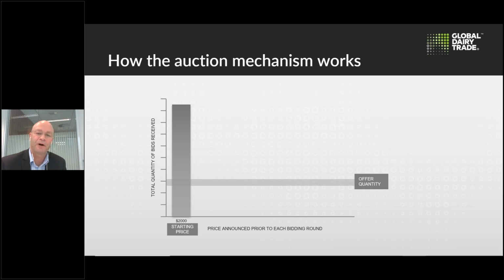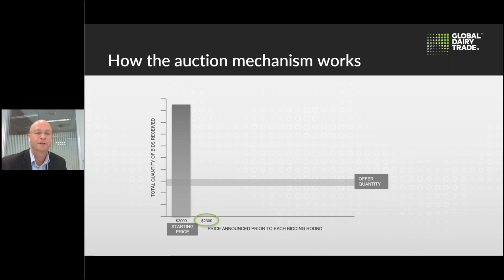Typically we find that the first round bids will be 2, 3, or for some of the smaller products, even up to 5 times the amount of product available. So there's excess demand. Then the trading manager, that's CRA, sets the price for the next round. In this case, they've increased the price by $300 from $2,000 to $3,200, and the new bidding round opens.